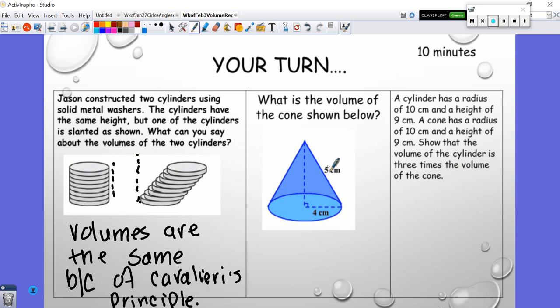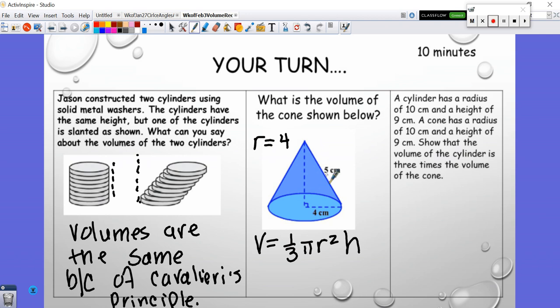And we're finished. It says, what is the volume of the cone shown below? So here's a cone. So volume equals 1/3 pi r squared times height. And remember, babies, you do not have to memorize these formulas. It's on your formula sheet. So here, radius is 4.